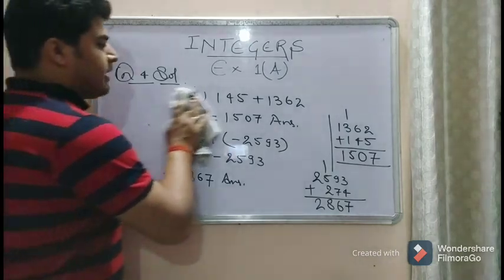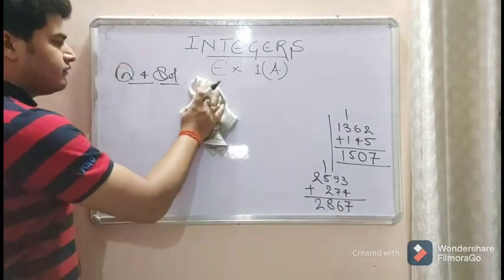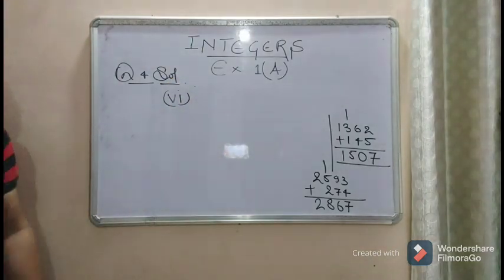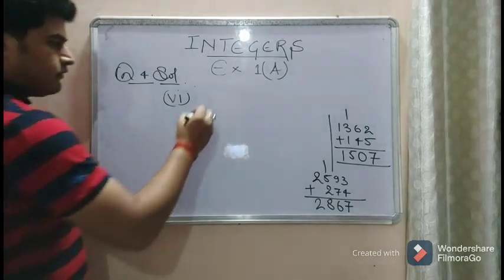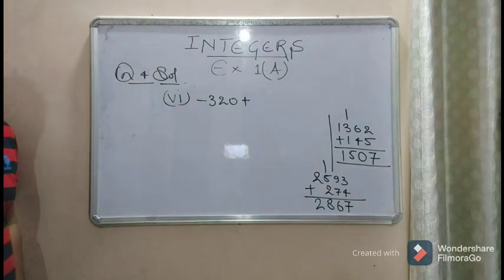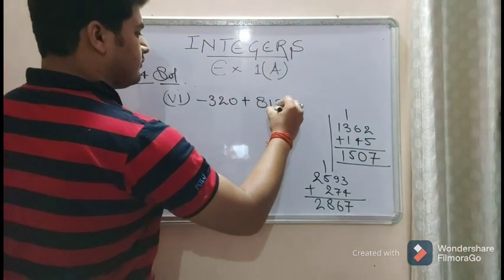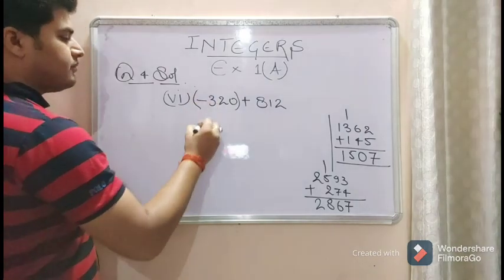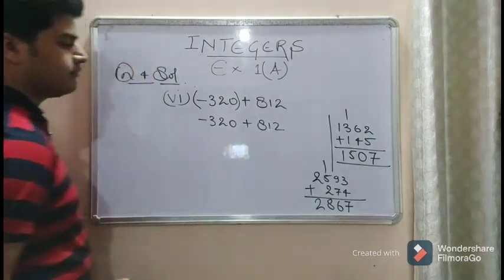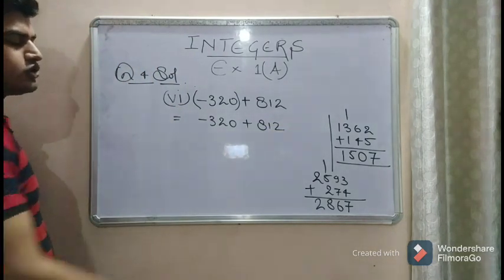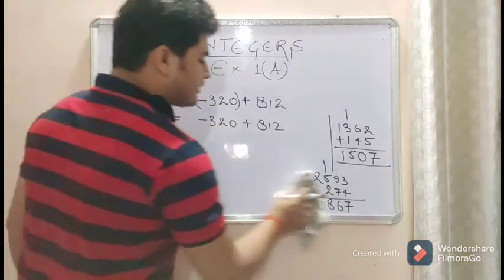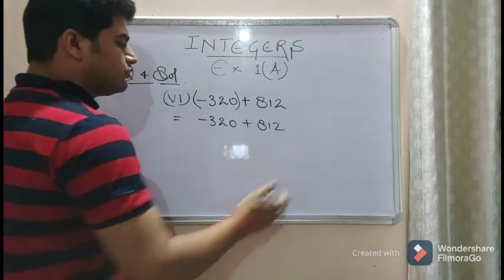Now I am taking the 6th part, the last one. Some of the questions you will do on your own, and if you face a problem in that, you can tell me. So minus 320 plus 812. It has been written in brackets, so the bracket can be removed and it can be written like this. One number is positive, the other number is negative. When the signs are opposite, we do the work of subtraction.